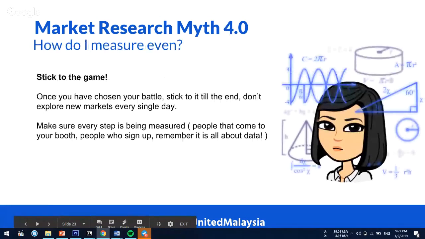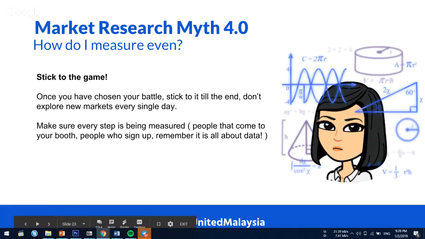How do I measure, even along the process, if my market research is being done well? The key thing here, and the biggest lesson for myself after being in AIESEC for so long, or at MC level, is to really stick to the game. Once you have chosen your battle, you have to stick to it to the end and not explore new markets every single day. Let's say I've chosen Faculty of Environment: until I finish my term, I will be able to tell if this market is working or not and how to approach it best. And then you are building the foundation for that.